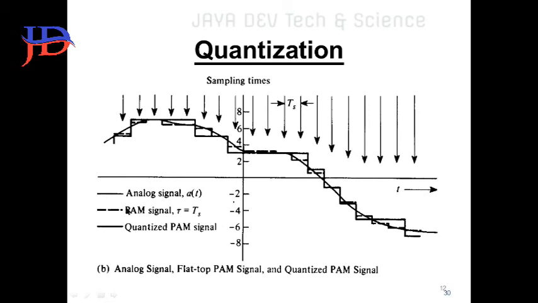Then the types of the signals: this one is the analog signal. And the PCM signal, the dotted lines, is nothing but the flat top PCM signal. And the dark one is the quantized signal. This is the quantized PCM signal. So here we are observing that, like this one.